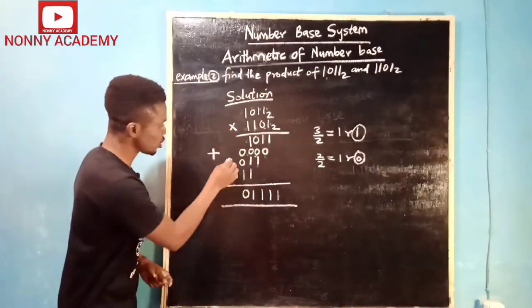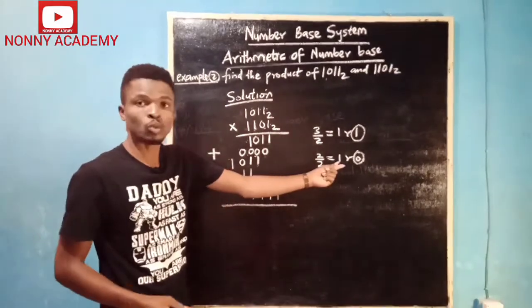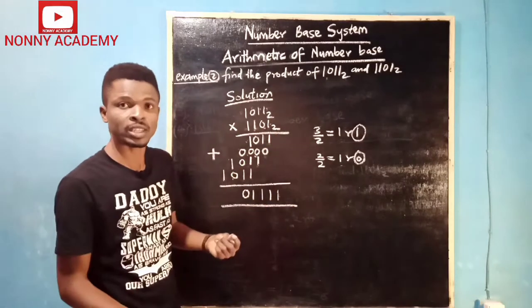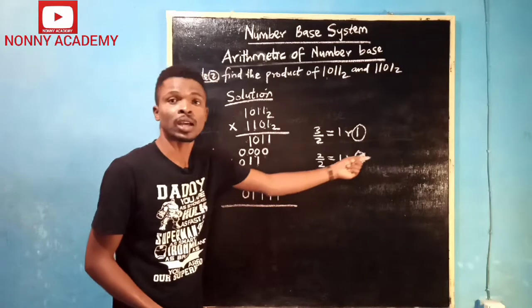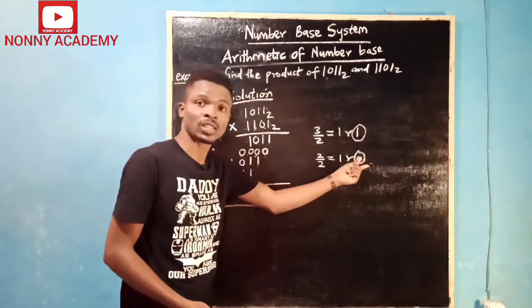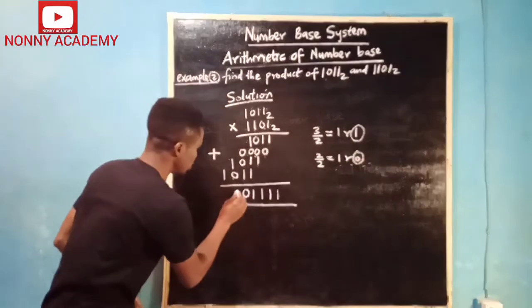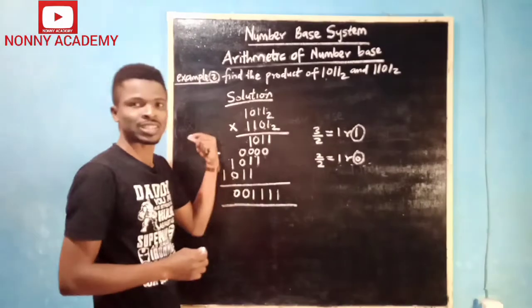The next digit says 1 plus 0 is 1, plus this one, which is 2. Since 2 is equal to the base 2, I will divide again. I have 2 divided by 2 is 1 remainder 0. So I will take 0 as the answer and I will move 1 to the next digit. So the answer here is 0. Then I will move this one to the next digit.